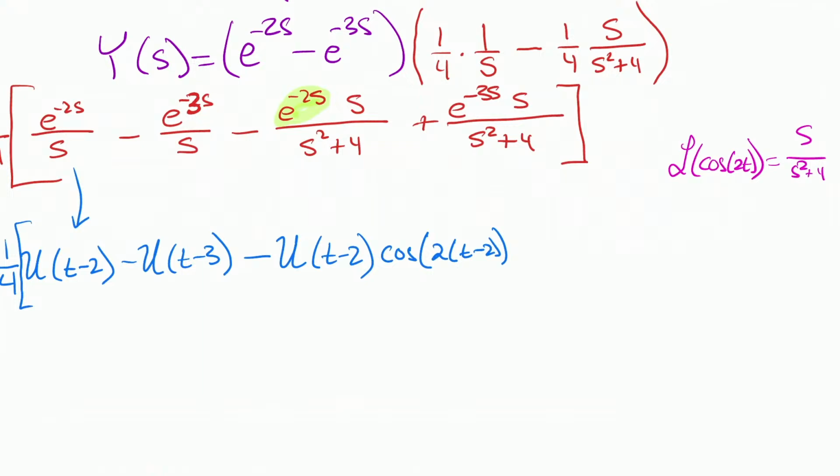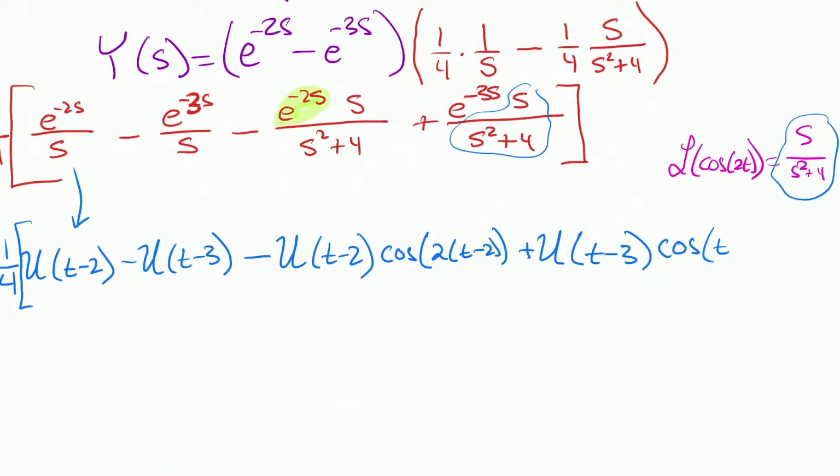We're nearly done. One more. The last one is pretty easy. We already know what it's going to be. It's the unit step function, t minus 3. And then this is the same cosine, s over s squared plus 4, the same thing we had over there. But you're going to shift it by 3 units. Oh, the 2. And that is it.